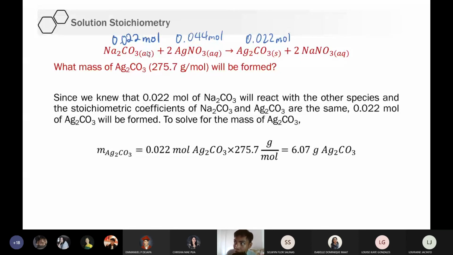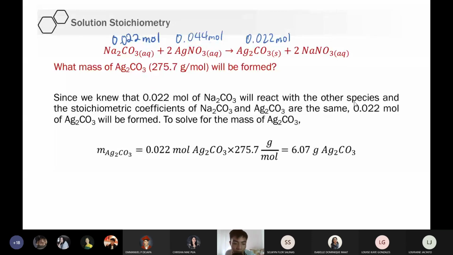Huwag mo na gamitin to. Magdi-divide by 2 ka pa eh. No? So ito na lang, 1:1. Doon ka kukuha ng info. Okay? So since we know 0.022 moles of the silver carbonate will be formed, para makuha mo yung mass niyan, you just multiply it by the molar mass and you will get 6.07 grams of silver carbonate. No? So yan, that's the final answer na.